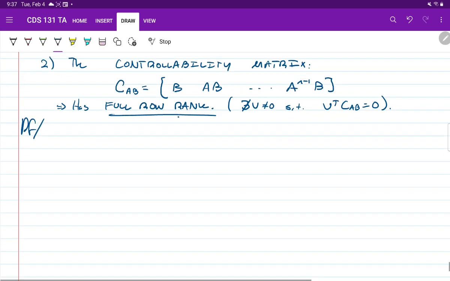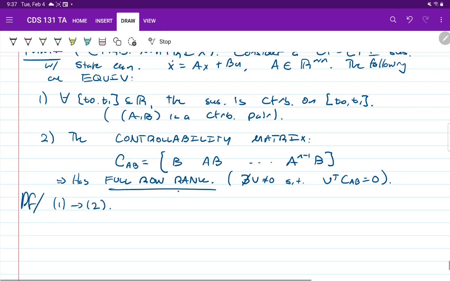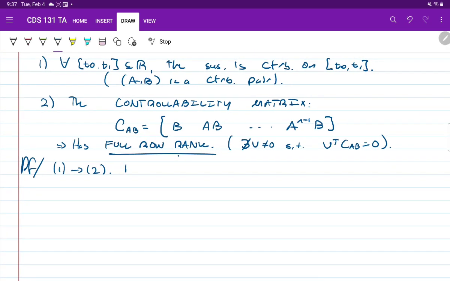So proof. First, what I want to show is 1 implies 2, right? So I want to show that (A, B) being a controllable pair implies that the controllability matrix has full row rank, okay? Now, let's just recall real quick, 1 is equivalent to my controllability Gramian being positive definite for all t greater than 0, right? So I'm just going to show that 2 is in fact equivalent to this controllability Gramian condition. This is going to be a little bit easier for us to work with.